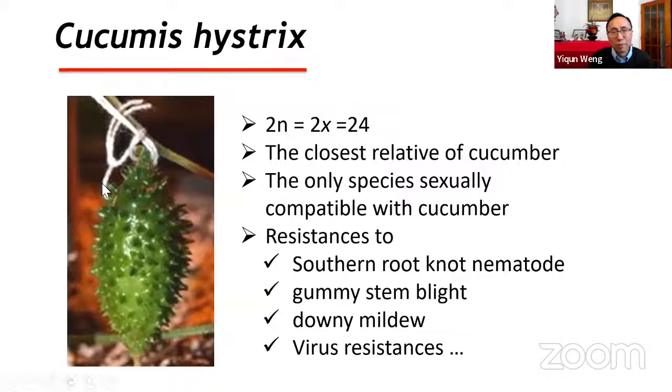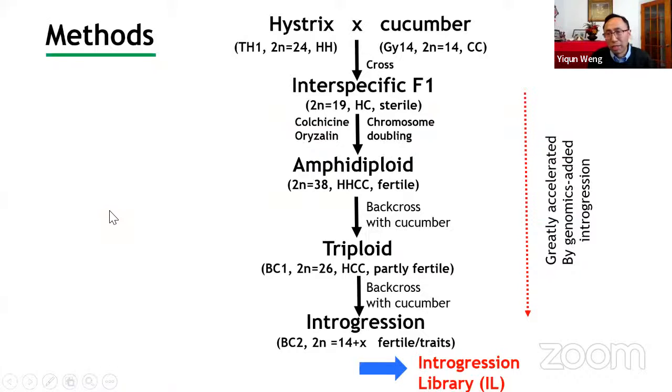So unfortunately, Cucumis hystrix has 24 chromosomes, while cucumber has 14 chromosomes. So we cannot directly use it. We have to do interspecific crossing, and then induce and synthesize an artificial tetraploid, which will be used as a bridge to introduce genes from hystrix to cucumber by development of introgression libraries.